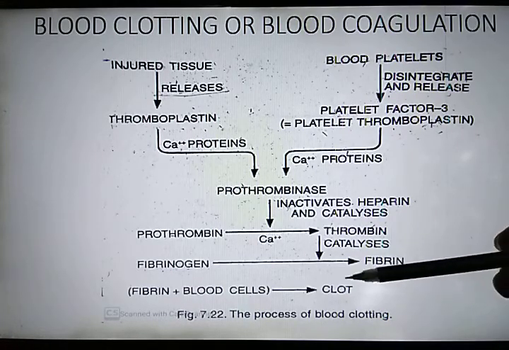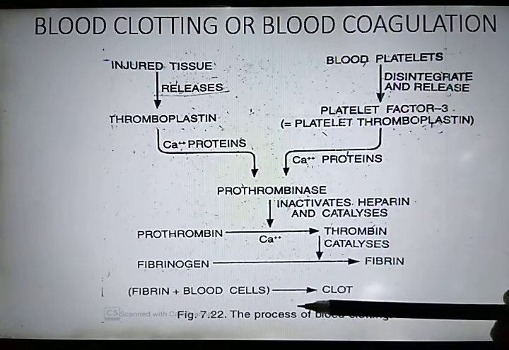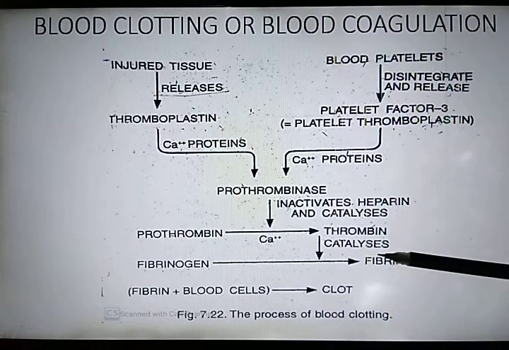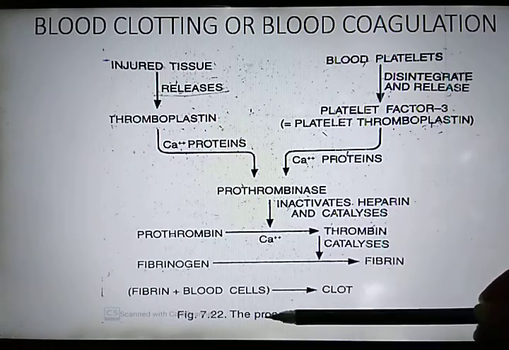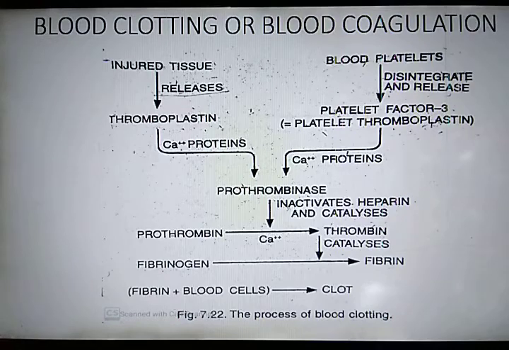Now this fibrin, I told you, forms a thin network upon the wound and stops bleeding. When it forms a network or mesh-like structure, it traps the blood cells like RBC, WBC and platelets to form a clot. So what is a clot? The thin, long and solid fibers of fibrin form a dense network upon the wound and trap blood cells to form a clot. Now this clot seals the wound and stops bleeding.